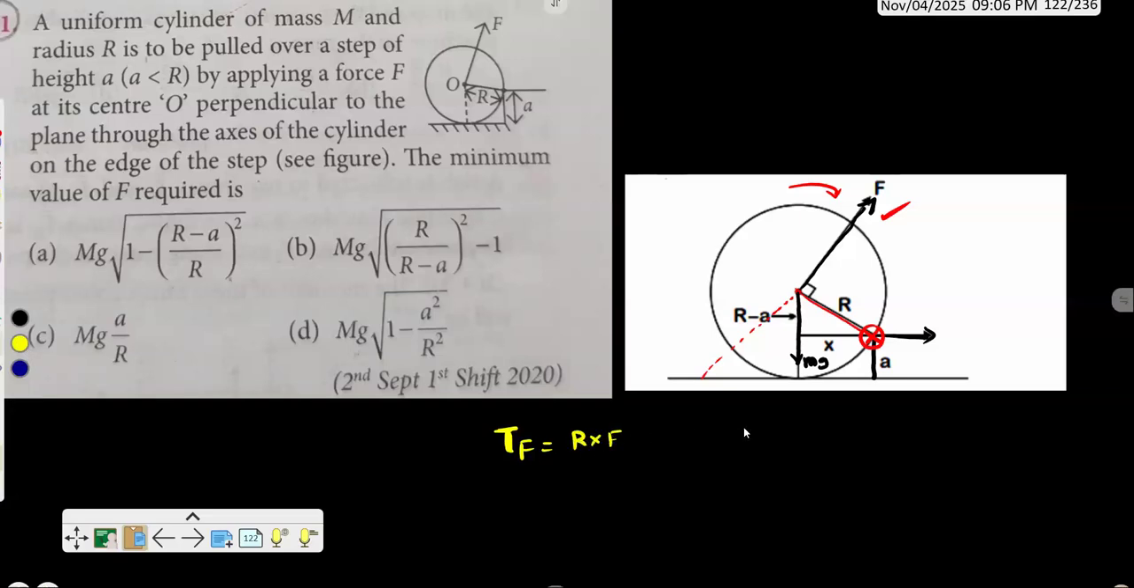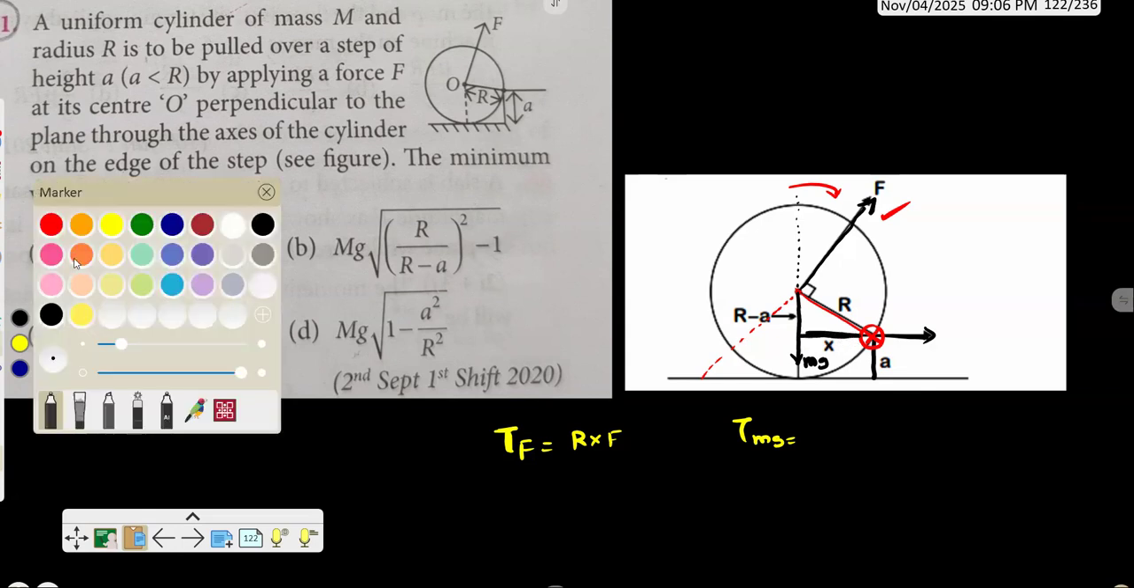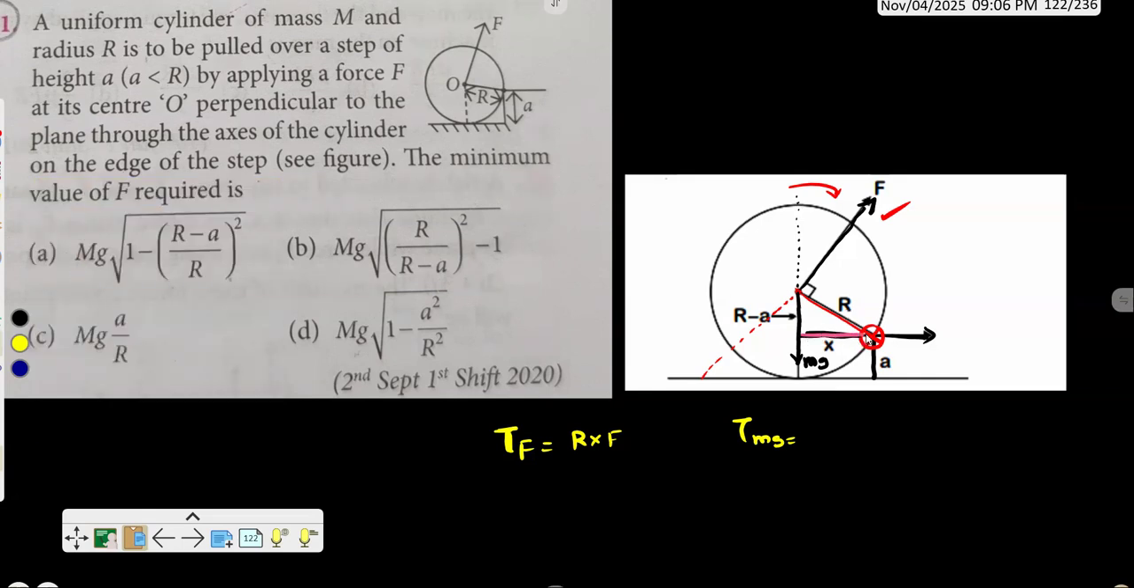Okay, so mg is also creating a torque. Torque due to mg. So mg is another force. Mg's line of action is in this way. So mg is also not passing through the axis, so mg is also going to create a torque. What is the perpendicular distance? The perpendicular distance is this x. This x is the perpendicular distance between the axis and mg. We should find out how much that x is. So mg into x is my torque due to mg.